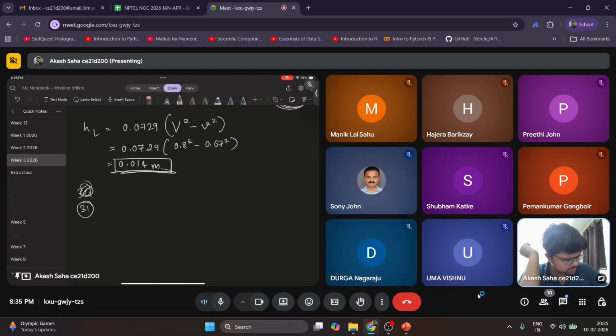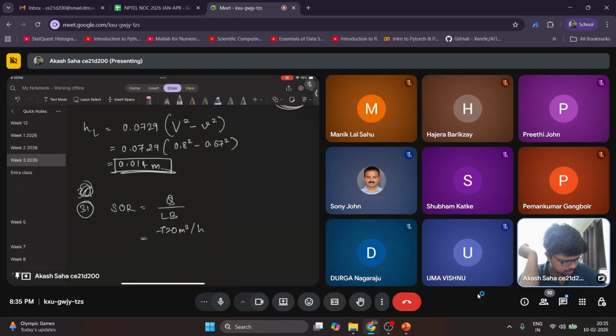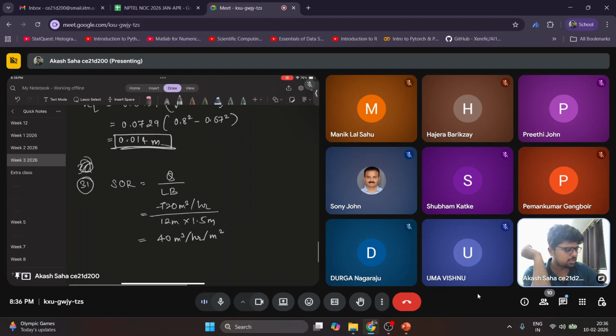So what is surface loading rate? Again and again, Q by L B. Q is 720 meter cube per hour and L B is 12 meter into 1.5 meter. So that is 40 meter cube per hour per meter square. But the unit should not be like this. The units are given in liters, so I can mark it 40,000 liter per hour per meter square.